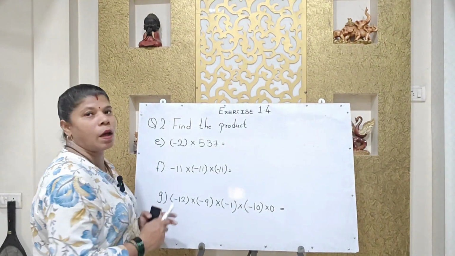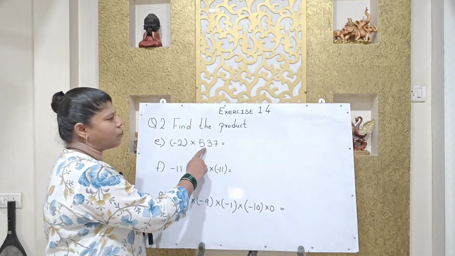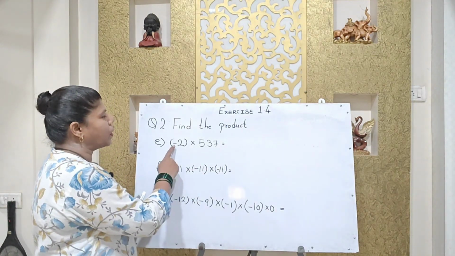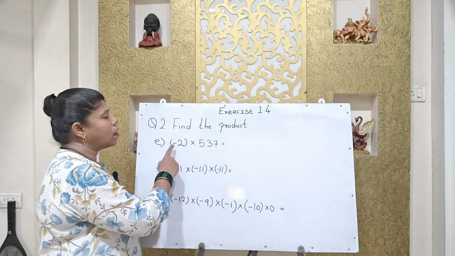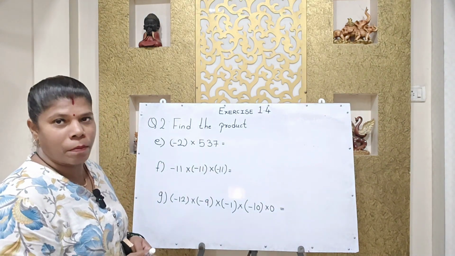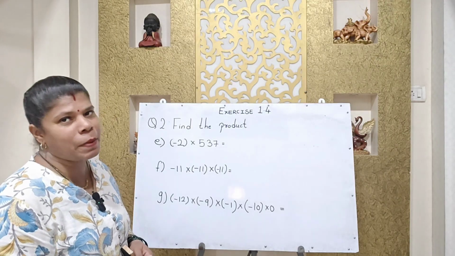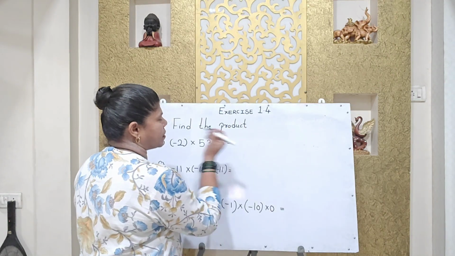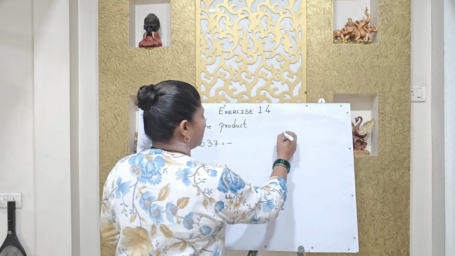Question number E. Minus 2 multiplied by 537. First we will check the sign. Sign check करो. ये minus है. This one is plus. Minus plus, opposite signs, always minus. So our answer will be minus. हमारा आंसर क्या आने वाला है? माइनस आने वाला है.